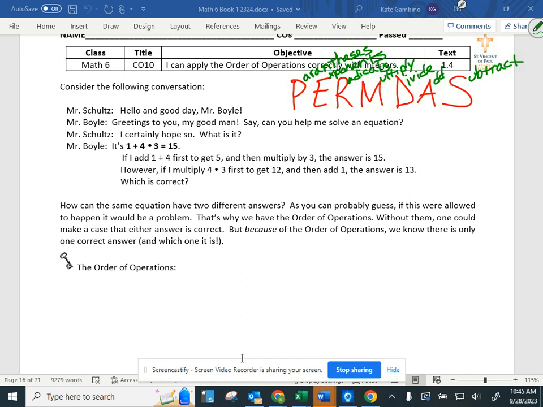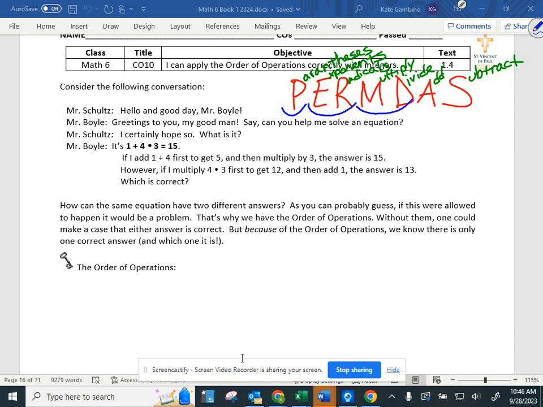Now, in PEMDAS, we have different levels. Our first level, the first thing we do is we read from left to right to see if there's any parentheses. So if there are parentheses, we do that. If there's no parentheses, then we just go to our next level, which is exponents and radicals. So we have to go from left to right to see whatever we hit first. If we hit an exponent or we hit the square root, whatever we hit first, we do. If there's no exponents or radicals, we go to our next level, multiplying and dividing.